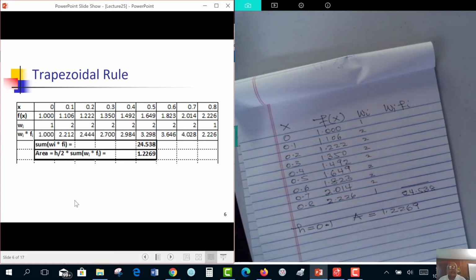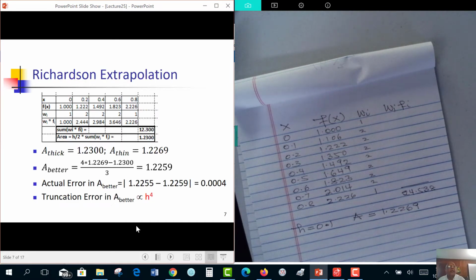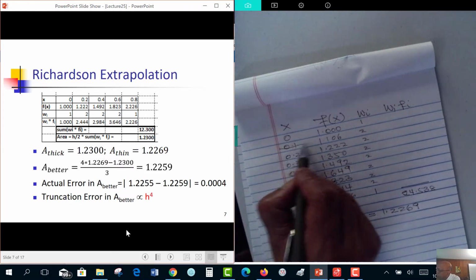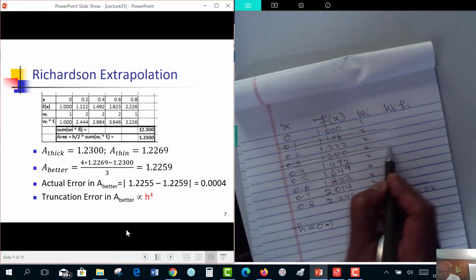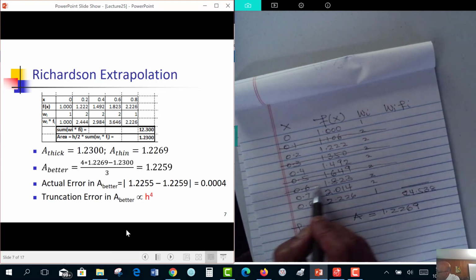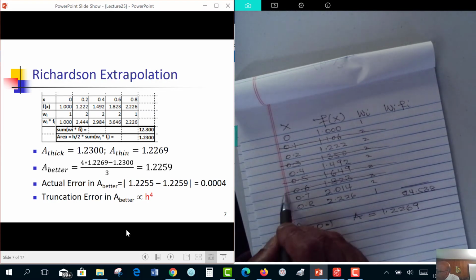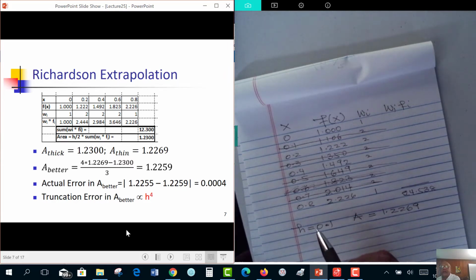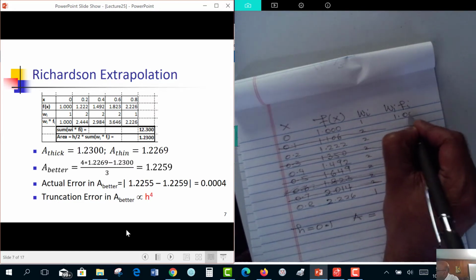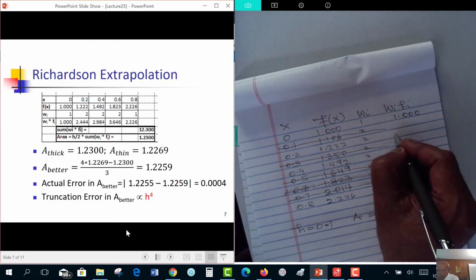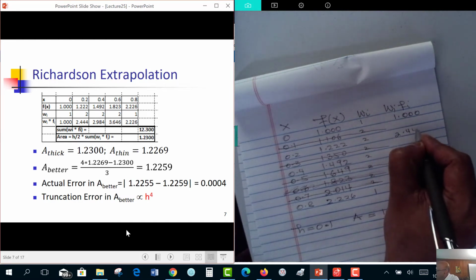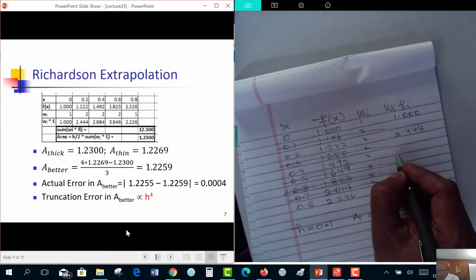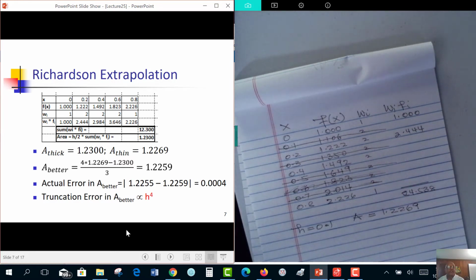So now what we can do is increase the strip size. We will just throw out all alternate values. Sorry, not this one, this one. Okay, and then we'll do our weighted sum. So we will have 1.000, 2.444, and so on and so forth. So let's fill up this table.